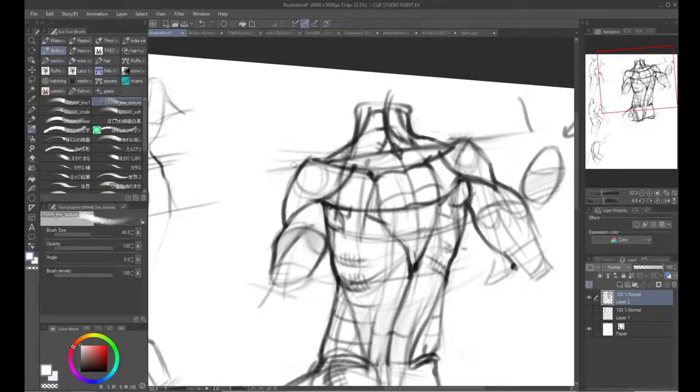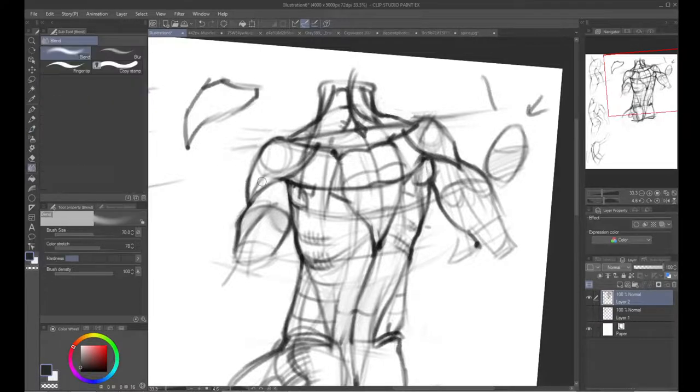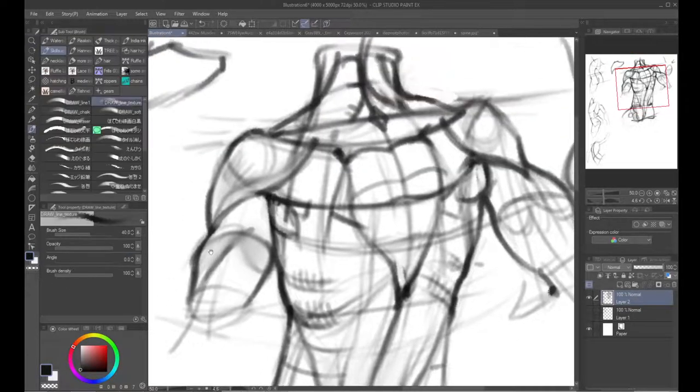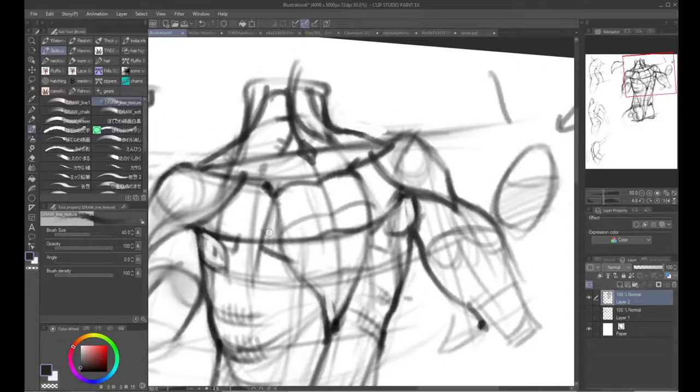When dealing with the deltoid, it's important to remember that it has this upper part, the medium part and the lower part, creating a form that looks like a piece of garlic. Let's shade this lower part here and here. Of course, by this point I'm weakening the guidelines and adding volume everywhere.